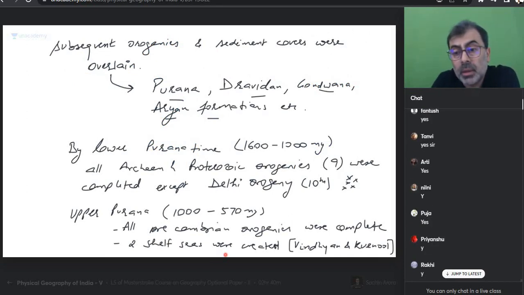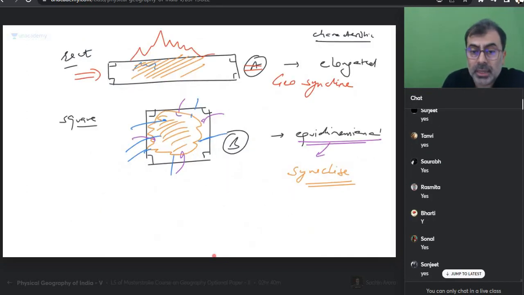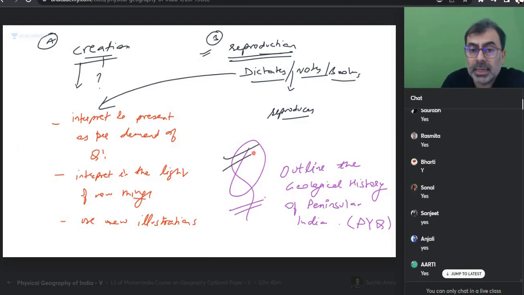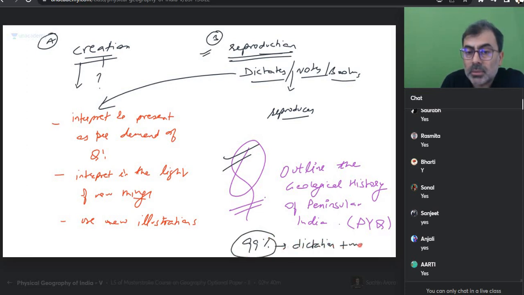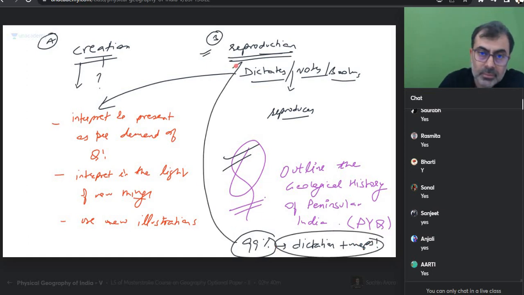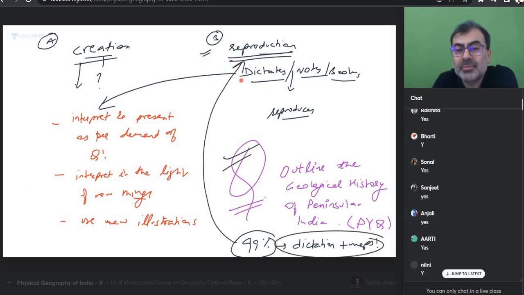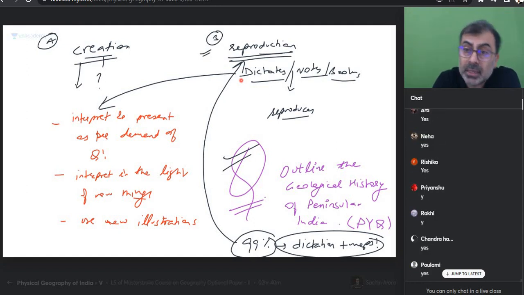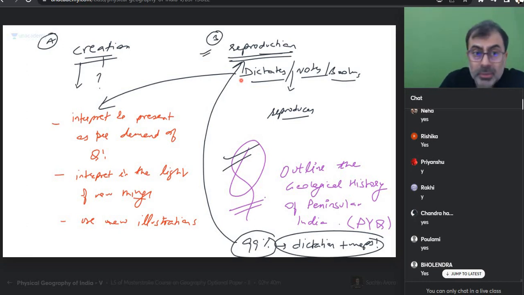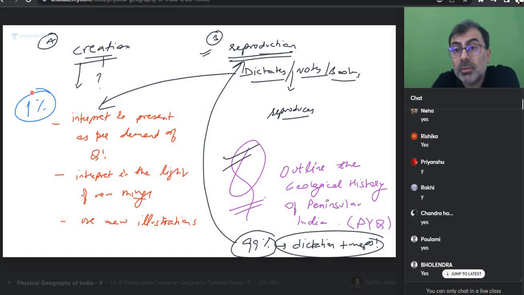I want to tell you that if I end the class right now with the homework that please write this answer, 99% of the answers which I will get will be dictation plus maps. True or not? That's natural. That's very natural. Examiner also gets this only. But that 1% of students will choose to write the answer. They will pay attention to the structure of the answer, sequence of the answer, and they will bring themselves into the answer. Immediately they'll be selected.